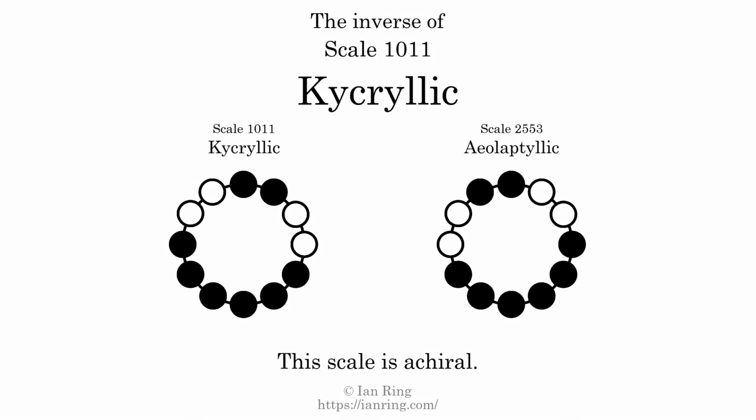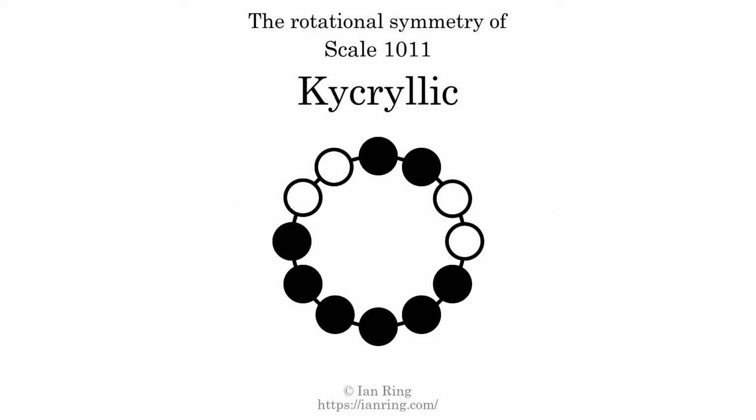The inverse of a scale is a mirror image. It is what you get when the sequence of intervals is reversed. The inverse of this scale is scale 2553, also known as elaptillic. This scale is achiral, since it can transform into its own reflection by a rotational transformation. This scale has no rotational symmetry.